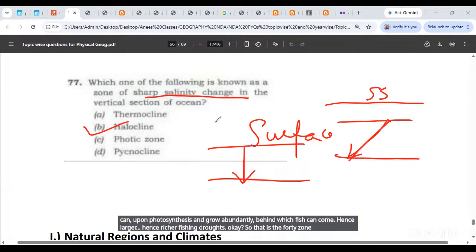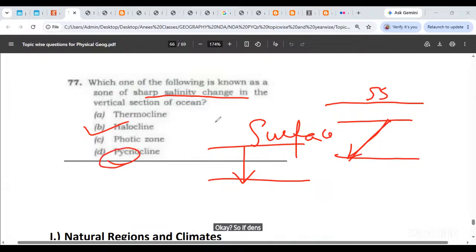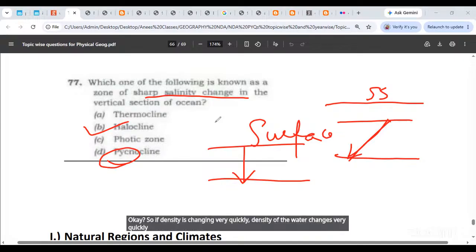And pycnocline is usually where the density changes very quickly. If the density of the water changes very quickly, then that zone is called a pycnocline. We are not dealing with it, but since it's an option, you need to know about it. You should know the other options too.